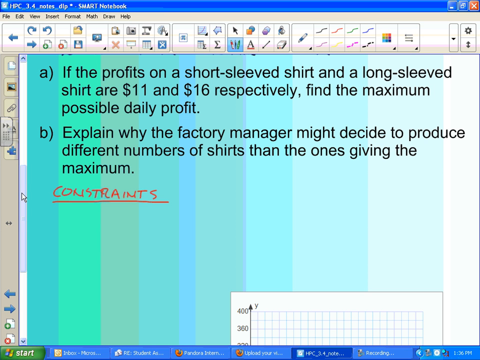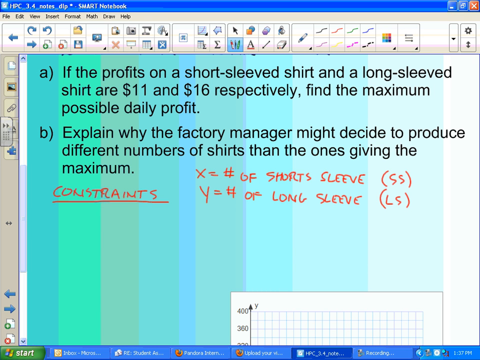Define the variables. We have not defined any variables yet. So X is equal to the number of short sleeve shirts. Y will be the number of long sleeve. Let's abbreviate these things, so we're just going to do SS and LS. There, now we've defined our variables.